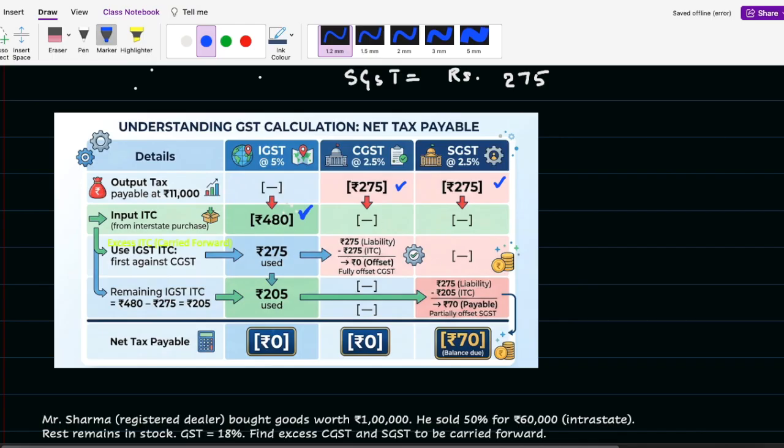Okay, so after doing everything, what is remaining? He does not have any IGST to be paid to the government, nor any CGST to be paid. However, he has to pay 70 rupees, which is payable towards SGST. Understand? Because SGST was the last in the sequence, he was unable to claim everything on SGST. 70 was remaining, that's why he has to pay that balance due in the form of SGST. Is that clear? You can take a screenshot of this if you like.